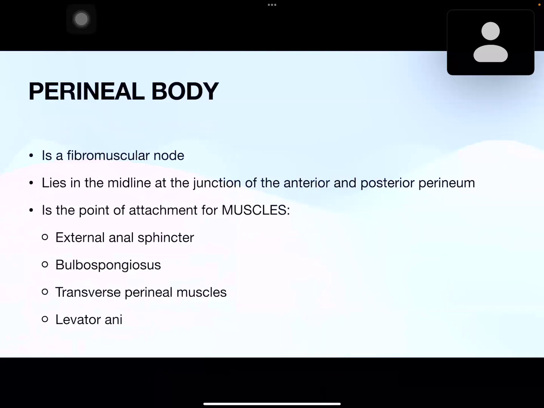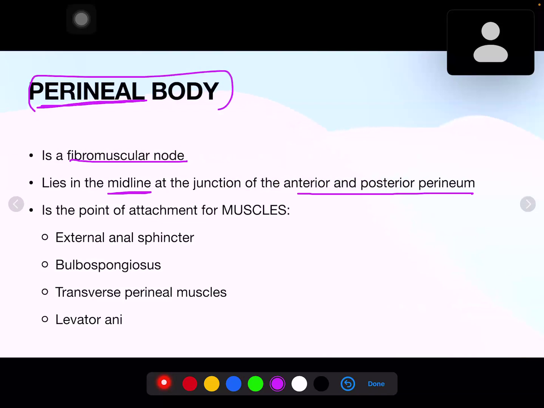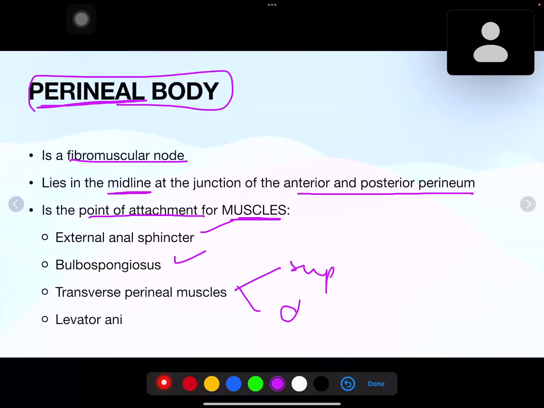The perineal body is a very important structure. It's a fibromuscular node. It lies in the midline at the junction of the anterior and posterior perineum. We discussed it in the insertion of levator ani. It is the point of attachment of many muscles: the external anal sphincter, bulbospongiosus, transverse perineal muscles, both superficial and deep, and the levator ani as well.